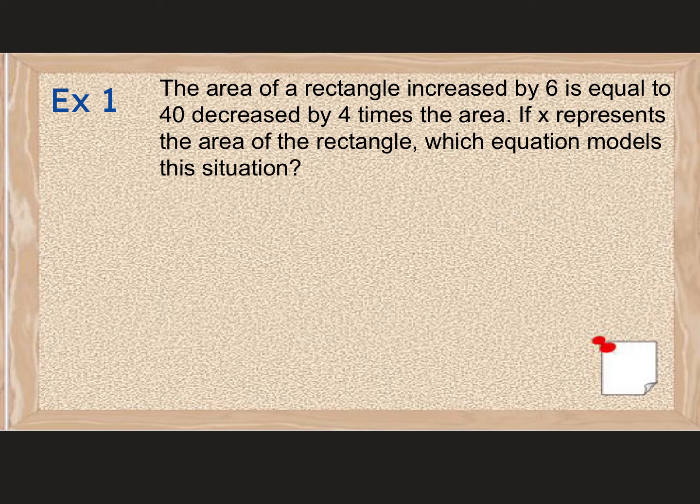So it says that x is equal to the area of the rectangle. So they're saying that the area of the rectangle increased by 6 is equal to 40 decreased by 4 times the area. So writing this out, the key pieces that we need, we know that x is equal to the area. Here we have the area of the rectangle increased by 6 is equal to 40 decreased by 4 times the area.